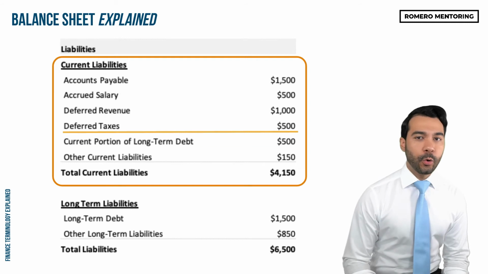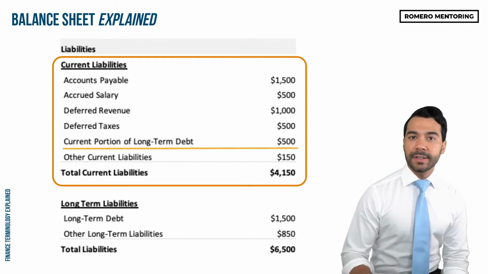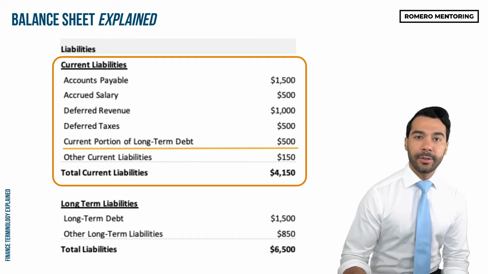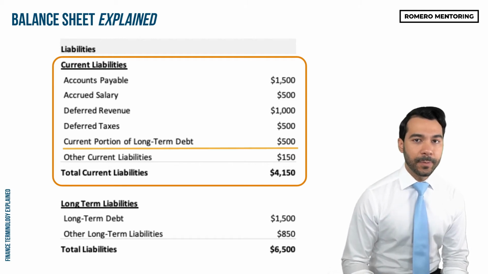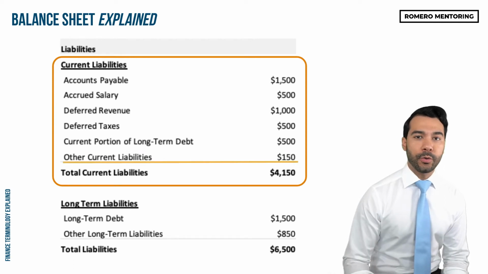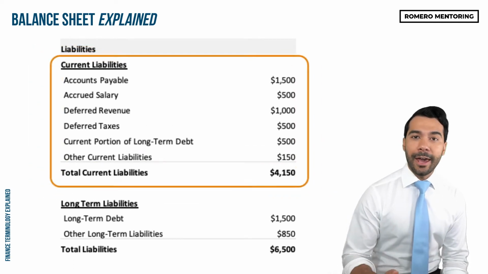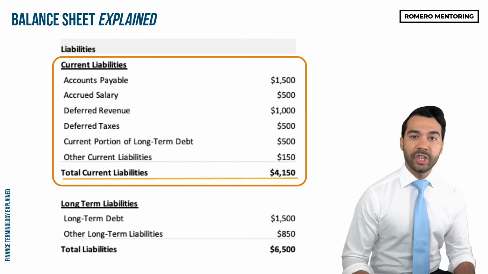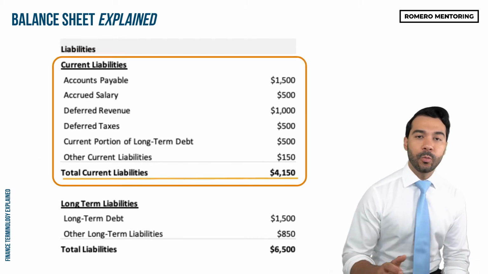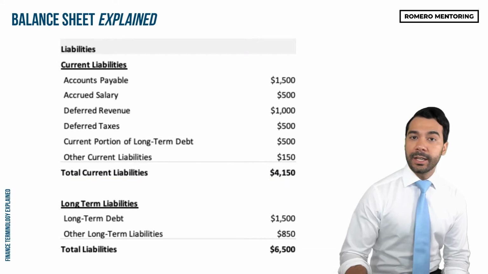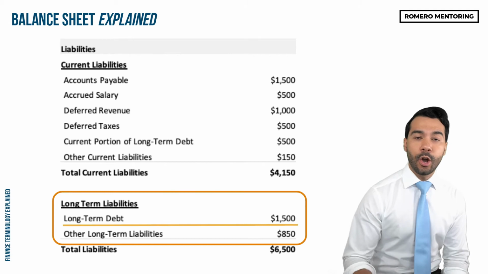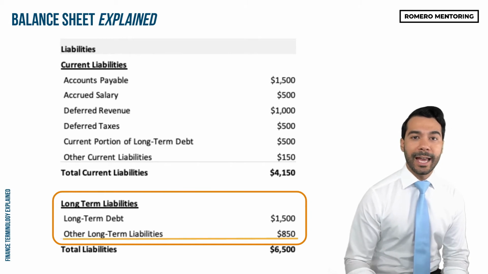You also have current portion of long-term debt. This is capital that the company raised in the form of a loan from either a bank or any other type of lender where they're paying interest on that amount of money. In addition, you have other current liabilities. You add all of these together and you get your total current liabilities, which is expected to be paid within a year. In addition to that, you have longer-term liabilities like your long-term debt or other forms of long-term liabilities.